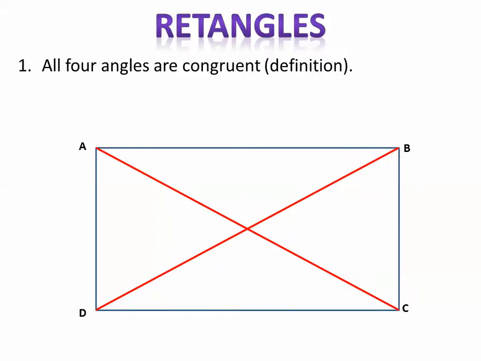You've got to remember with rectangles, all four angles are congruent, and that's just the definition of a rectangle. The diagonals of a rectangle are congruent. And one last thing you've got to remember: if a parallelogram has one right angle, then all four angles are right angles. And that makes it not just a parallelogram, but a rectangle.